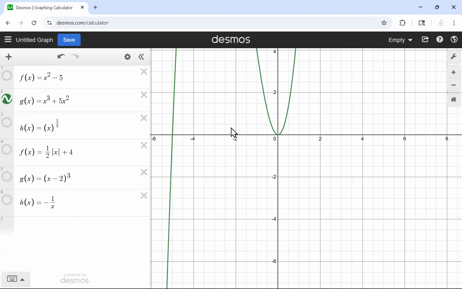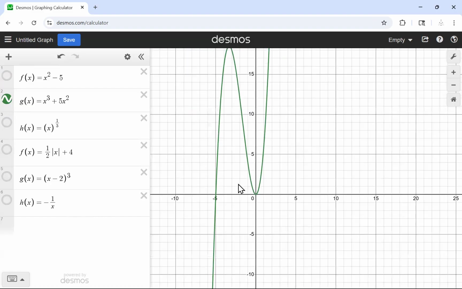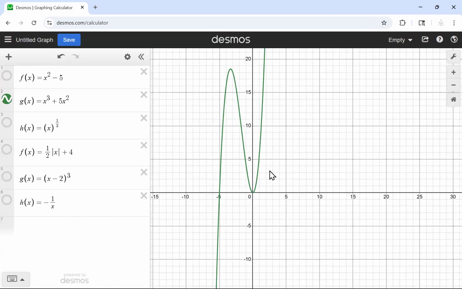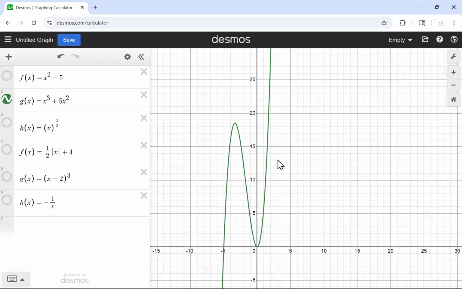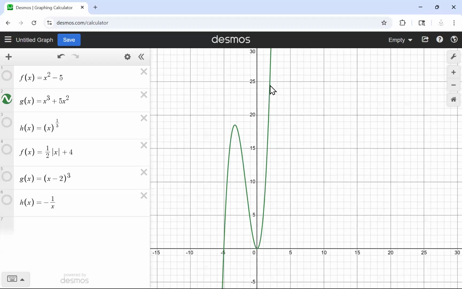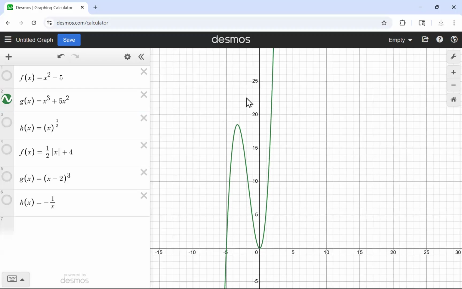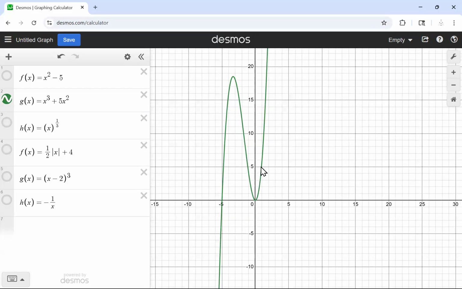Let's do g of x next. G of x looks like this when you graph it. Notice that it's clearly not the case that it's even, because there are certain points over here that do not have corresponding points over here. Also, it's not odd because a point like something over here, to be odd, it'd have to be reflected through the origin.